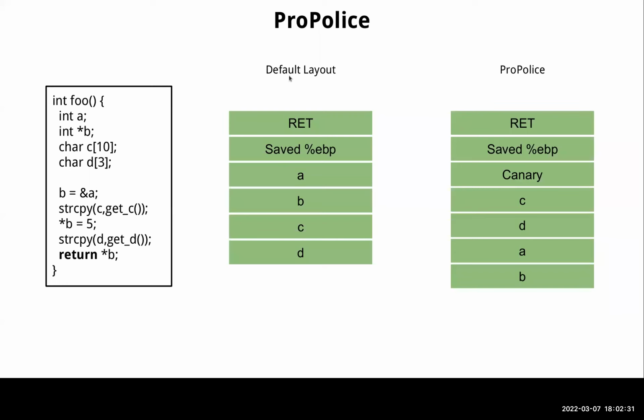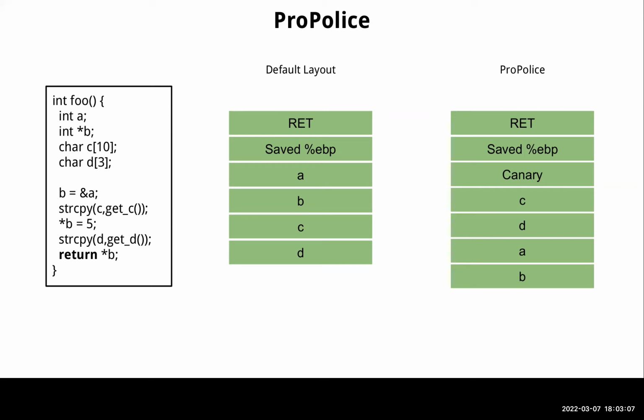Okay, so let's take a look at this ProPolice approach created by Microsoft or IBM. Okay. So on the left-hand side, we have the C program. We have several local variables. We have an integer A. We have a pointer B. Then 2 buffers. Then after that, B will point to A.